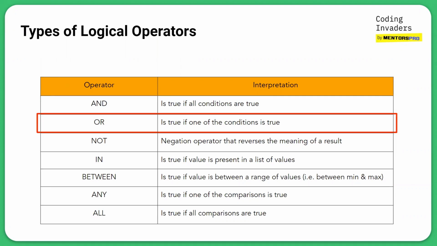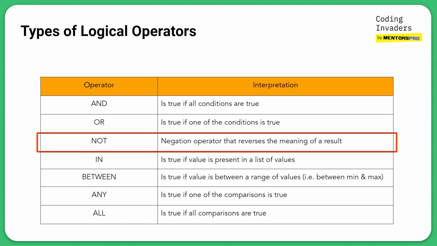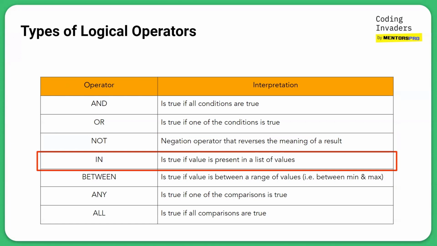For the OR operator, however, it returns a logical true value if one of the conditions is true. Otherwise, it returns false. Next, we have the NOT operator, which is used for negation purposes. That is, it reverses the logical result. Then we have the IN operator. This is used for comparison between a value and a list of values. It checks if a certain value is present in a given list or not. True if it is present, false if it is not present.